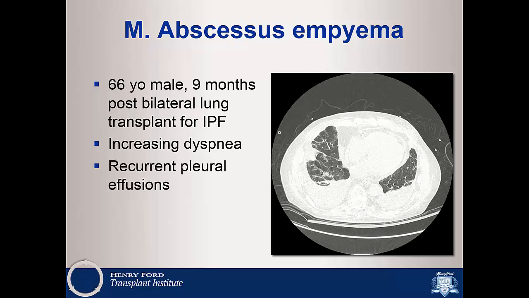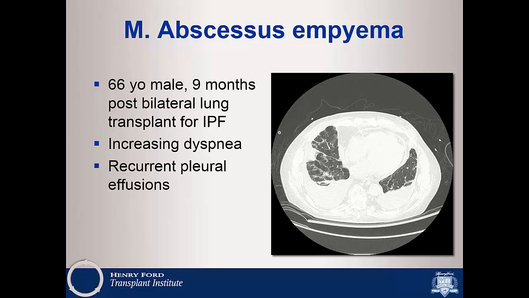This was a 66-year-old male who had struggled after his transplant, really failing to thrive. He continued to lose weight. He had a lot of GI issues and had increasing dyspnea with this pleural effusion that you can see on CAT scan. And when we tapped this effusion multiple times, finally he was identified as having Mycobacterium abscessus, which he actually had pre-transplant.